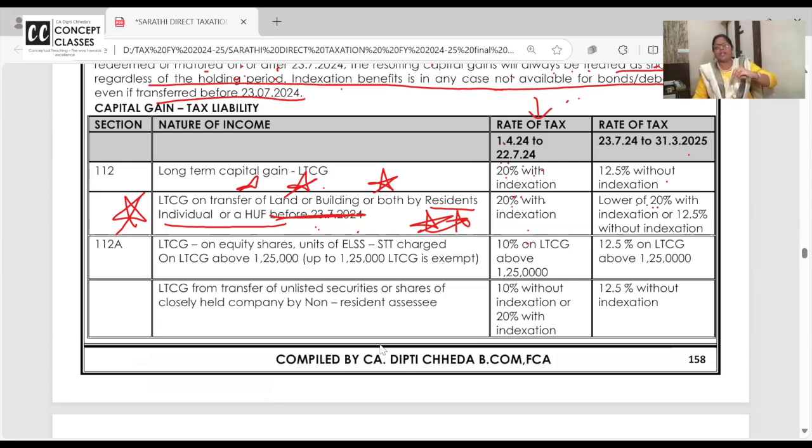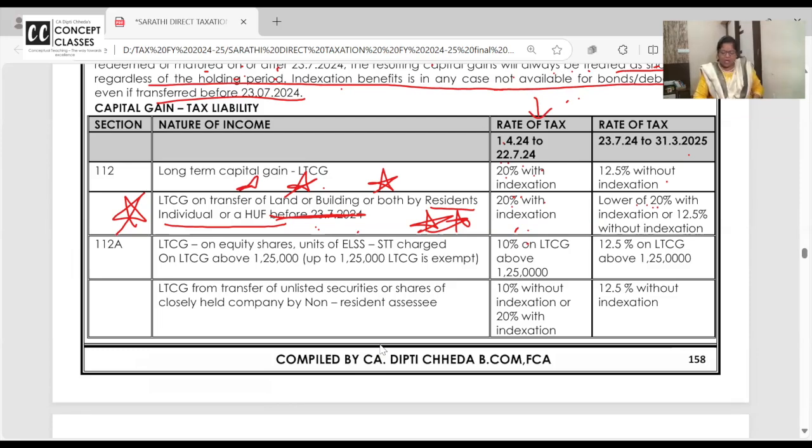After 23rd July, from 23rd July onwards, if land and building is transferred by a resident individual or HUF, they have a choice. They have acquired before this date, but they are transferring after. They can take 20% with indexation or 12.5% without indexation. Their choice, obviously, whichever is lower.